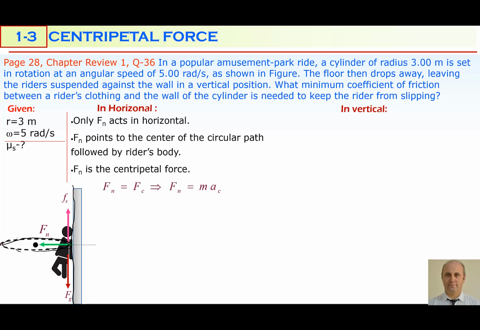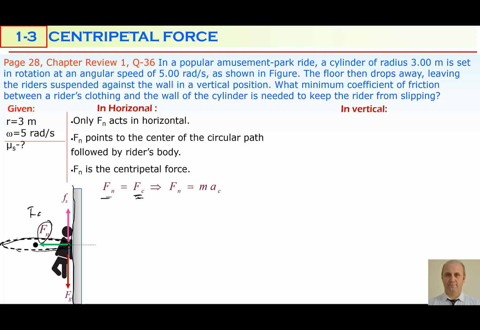So we are going to make Fn equal to Fc. Normal force acting on the rider's body is the only centripetal force acting on this rider. So Fc, we can write as m times Ac. So Fn is equal to m times Ac, according to the centripetal force equation.